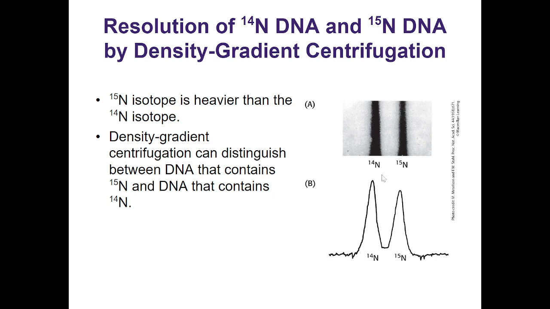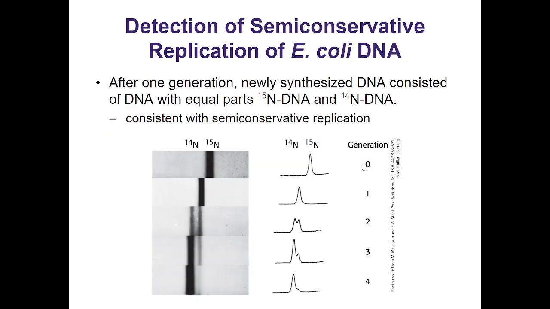Okay, and what we can see here is, we got 2 bands after this growth cycle, and they're pretty close to the same amounts, aren't they? And so after 1 generation, your newly synthesized DNA has equal parts N15 and N14. This is actually consistent with your semi-conservative replication. And so for generation 0, we just have N15. That establishes our baseline, right? That we're not having things magically get N14 into this DNA. Okay? So that's the one we grew with only N15 available.